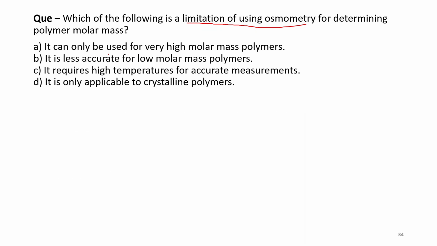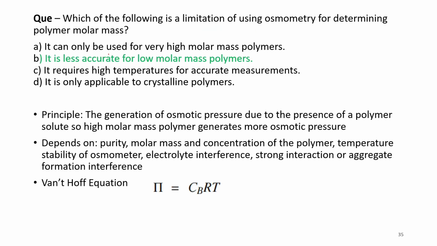Yes, option B is correct. In osmometry, the main principle is osmotic pressure. When there is a high number of polymer solutes with high molar mass, it generates more osmotic pressure and we can get the polymer molar mass value. But for low molar mass polymers, we get less accurate values since it generates low osmotic pressure.